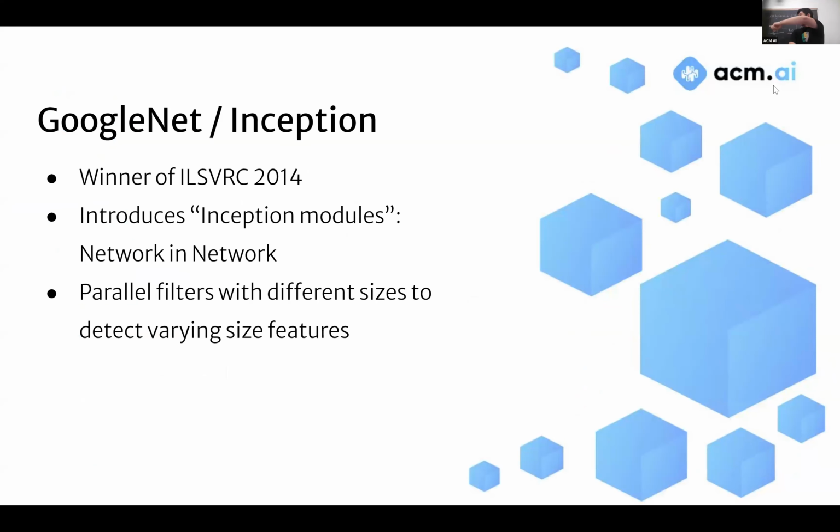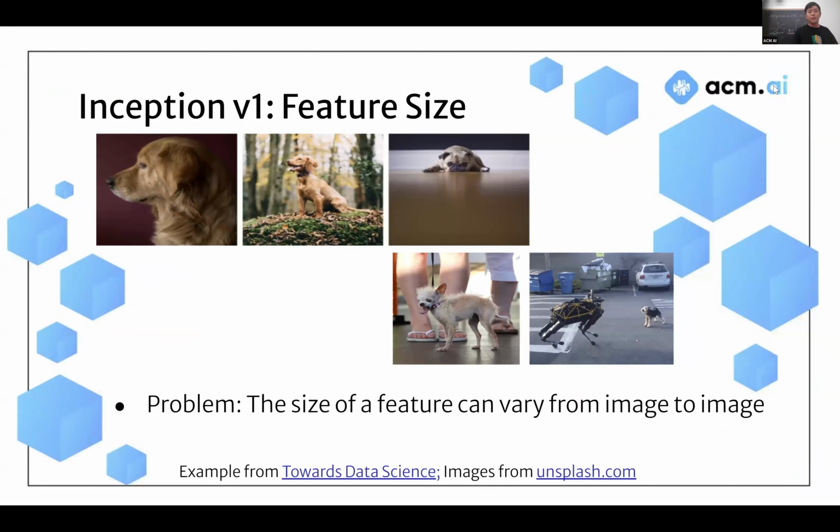It was the winner of the ImageNet competition in 2014 and introduces something called Inception modules. The idea is basically we have parallel filters with different sizes to detect varying features. This is still an idea that is used today in a lot of image detection and localization problems, which is why it is a very important thing. The motivation comes from the fact that when you have an image, the size of a feature, say the size of a dog's head or the size of their eyes, can vary from image to image, especially in a dataset as complex as ImageNet, right?